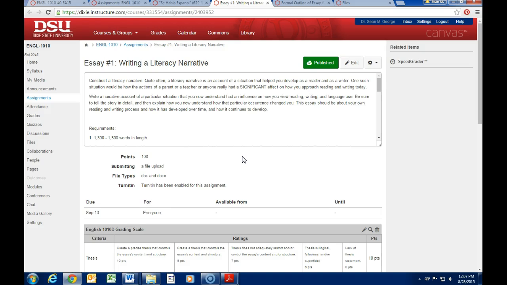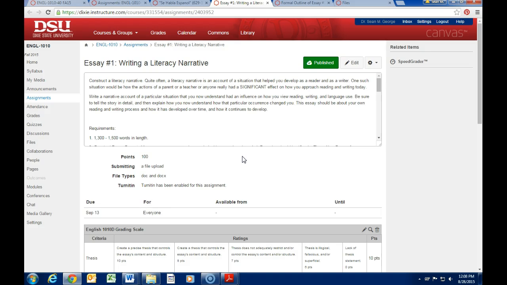Write a narrative account of a particular situation or situations that you now understand had an influence on how you view reading, writing, and language use. So you are writing a personal narrative about how you have developed as a reader, as a writer, and as a user of language. Be sure to tell the story in detail, and we'll look at some other information and files that will help you get ideas for what to write.